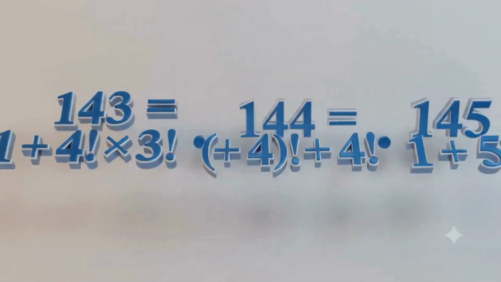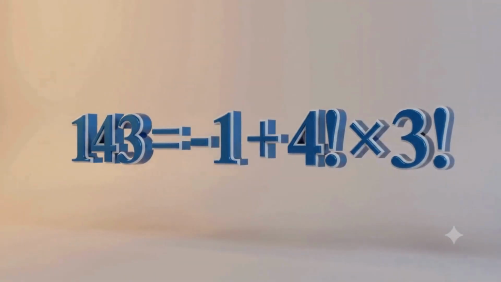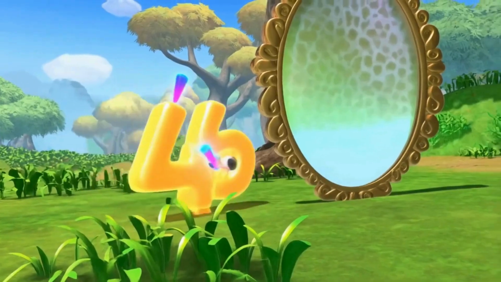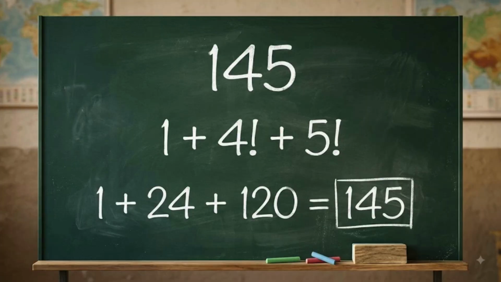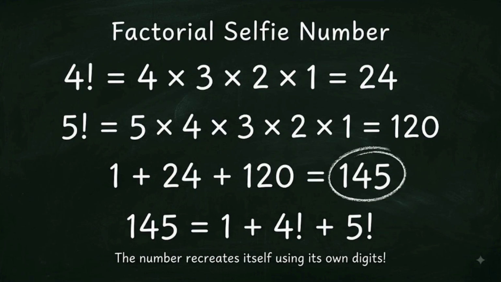Now, let's try something a little more interesting. Take 145. Its digits are 1, 4 and 5. This time, we can use factorials. 1 plus 4 factorial plus 5 factorial. Remember, factorial means multiplying all the positive integers up to that number. So, 4 factorial equals 24 and 5 factorial equals 120. Therefore, 1 plus 24 plus 120 equals 145. Once again, the number has recreated itself using its own digits.